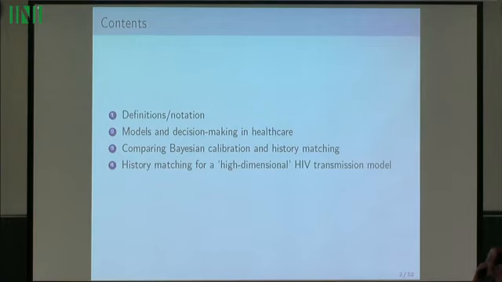And then the main technical part. I'm not going to present anything new. Perhaps some people here haven't seen all the details of Bayesian calibration and history matching, so I'll give an outline of both of those and then make a few observations and comparisons between the two. And then finally, just an illustration of history matching on a reasonably large simulator.